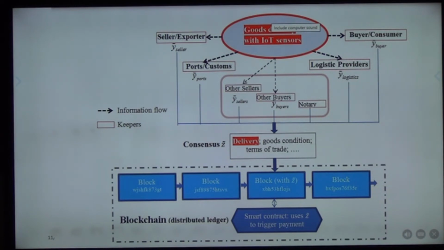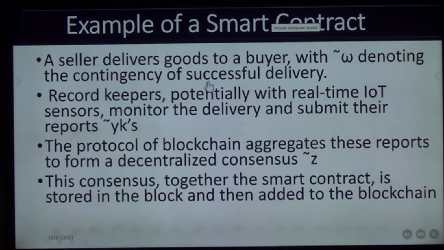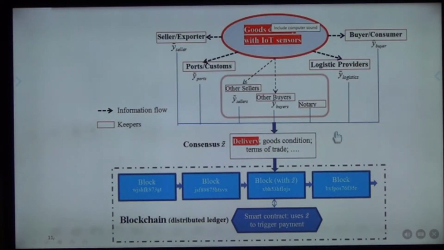So this is an example from a paper I showed you, where the seller delivered goods to a buyer and the record keepers, potentially with real IoT sensors, monitor the delivery and submit the reports. The protocol of blockchain aggregates these reports to form a decentralized consensus. So there is this blockchain where there are different sellers, different buyers.